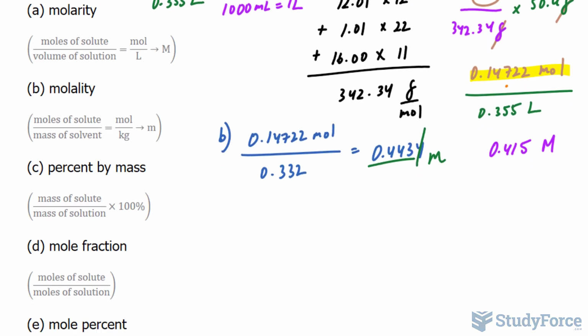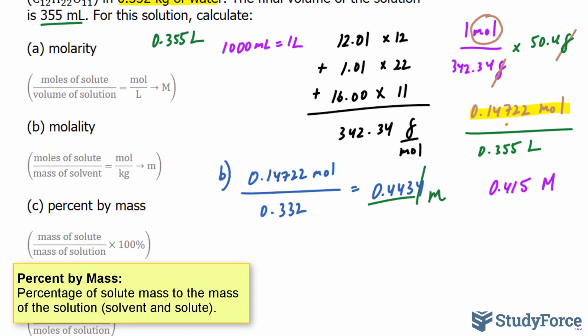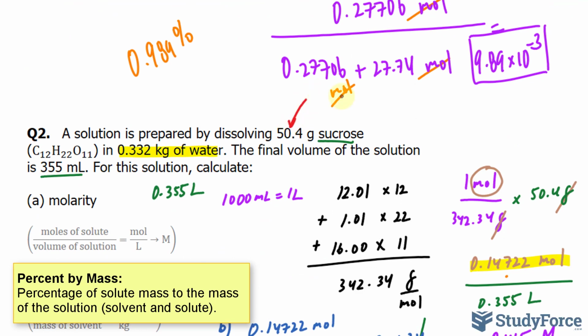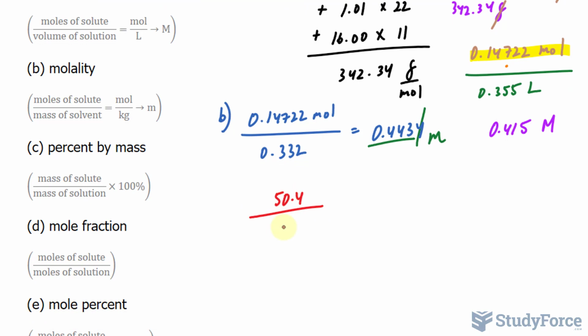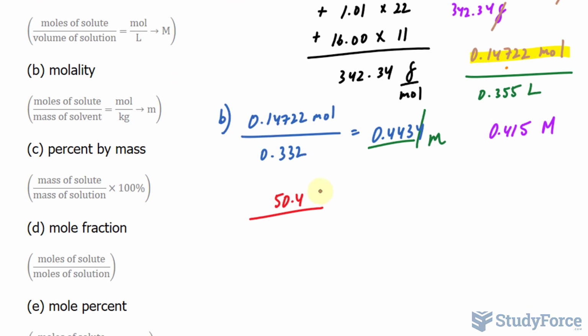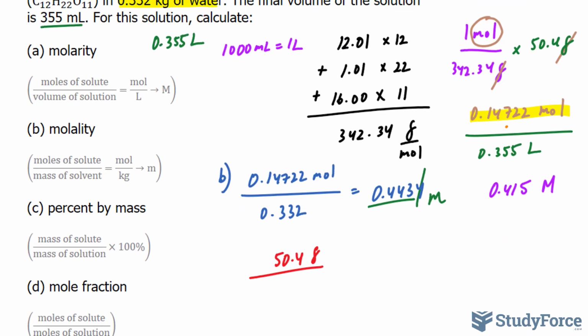Let's move on to C. We want to find the percent by mass. Now, for that we need the mass of the solute that was given to us right here, 50.4, and the units were in grams. And we also need the mass of the solution. We already know the mass of water. It's 0.332 kilograms. I can change that right now into grams. It's 332 grams.